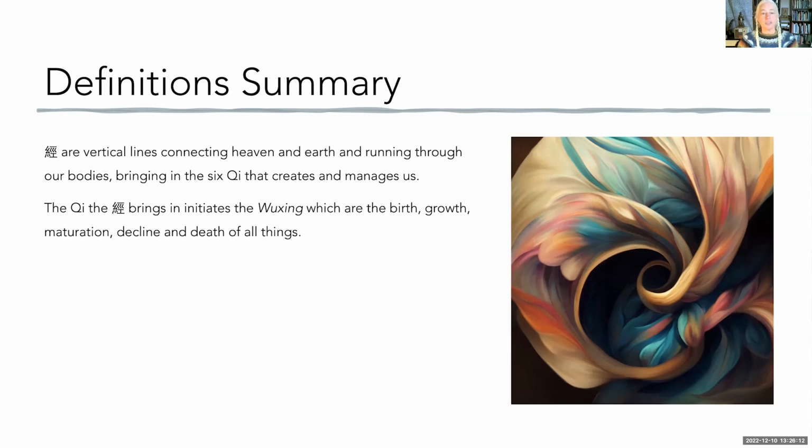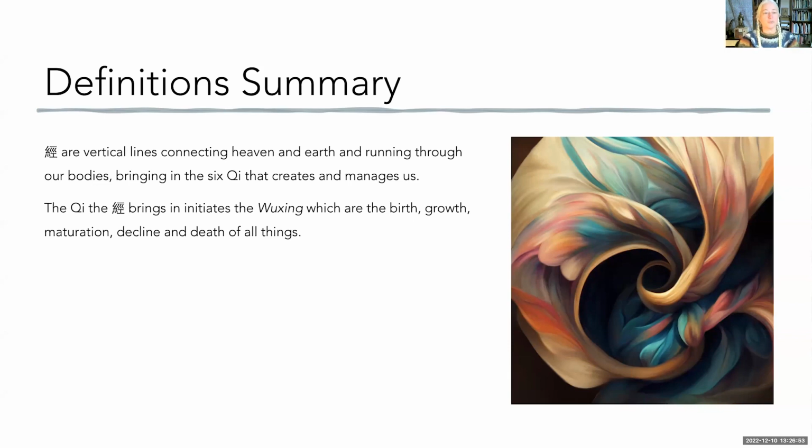So the 6 chi are really important for the health of our bodies, and the 6 chi come in from heaven into our bodies. So the channels that Jing brings in, it initiates the wuxing. And the wuxing are birth, growth, maturation, decline, and death of all things. So we have these channels coming in, and they create a being, and that being grows and grows and grows and declines and completes itself.